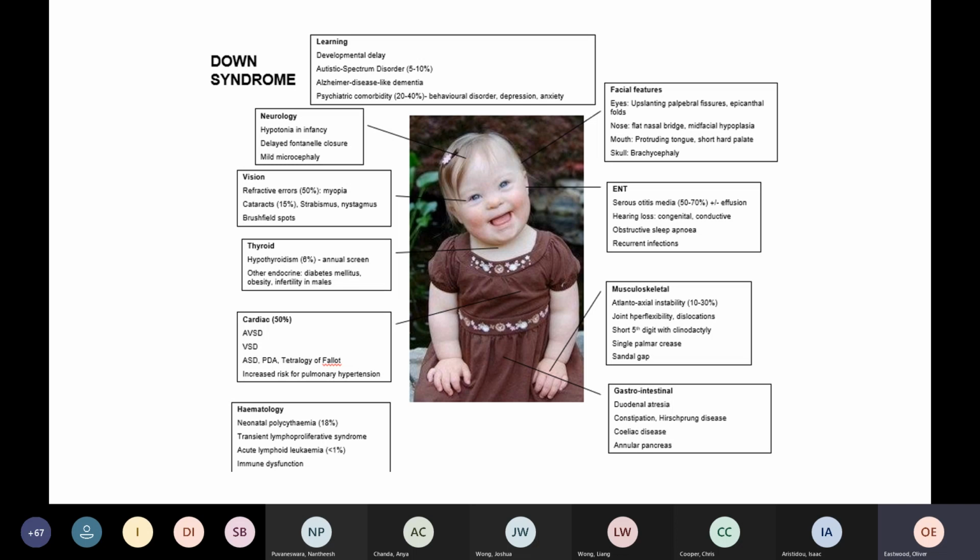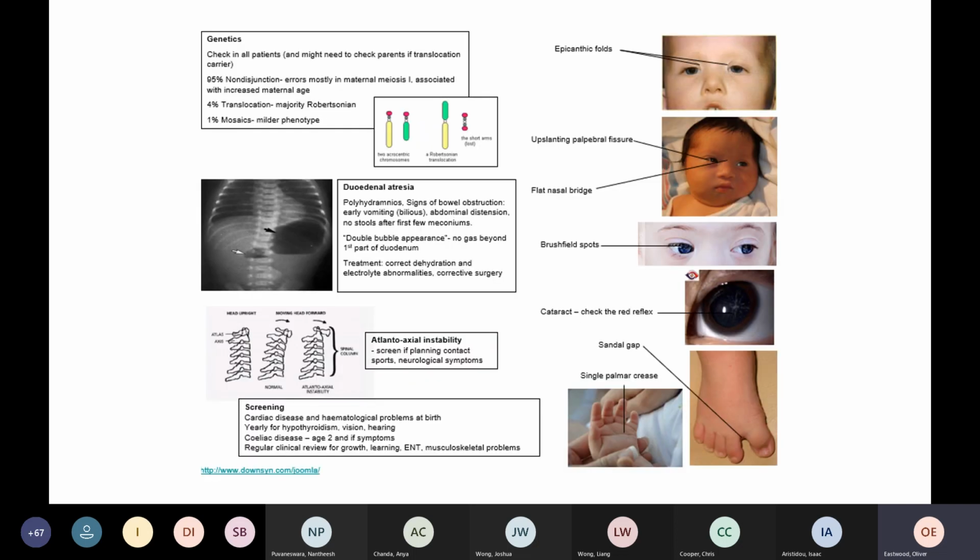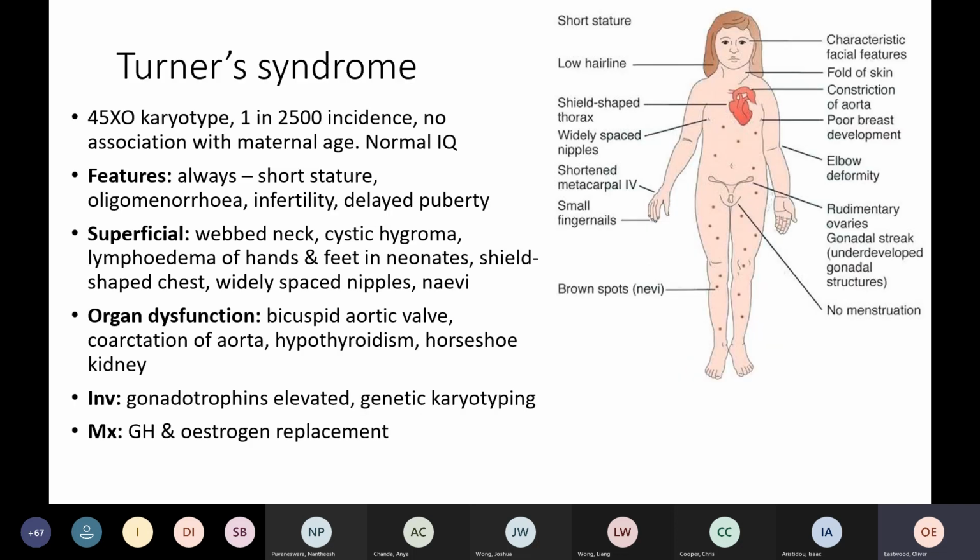So here in the next couple of slides, I've got all the different possible features you can have, which you can go through in your own time. Would I learn everything? No, but I think it's a good idea to have the key features that I put in the first slide in your mind. And then we're on to the other genetic syndrome that I'd have a really good understanding of.